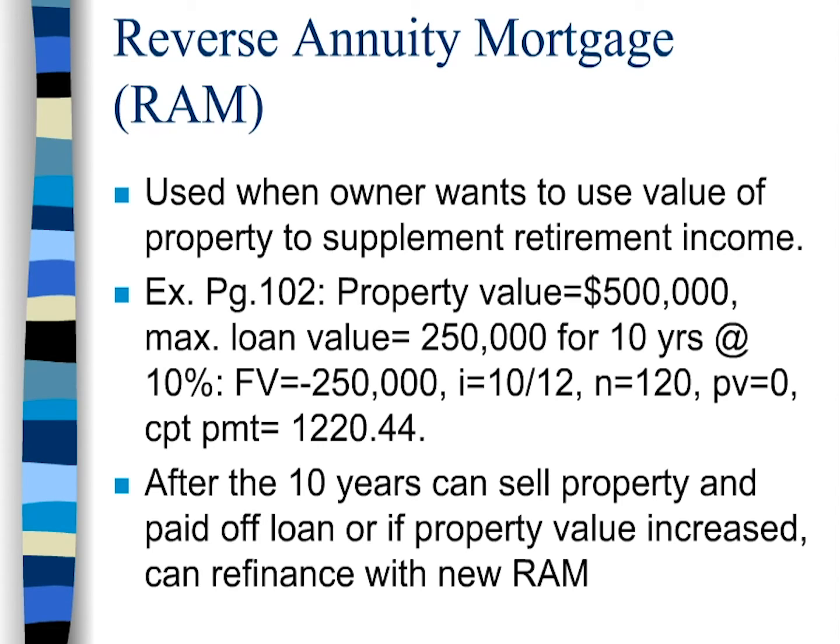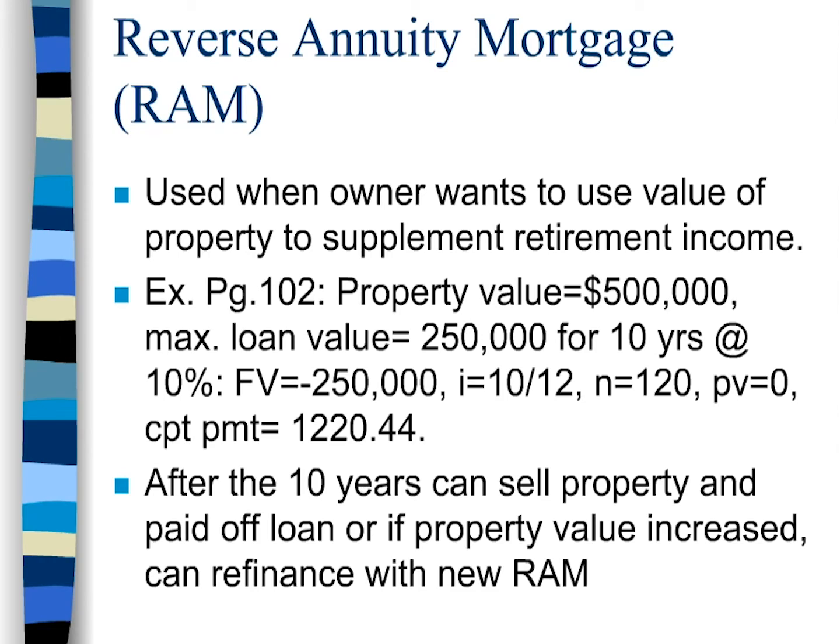$250,000. The agreed upon rate would be 10%, but you're getting monthly payments from the bank, so you do 10 divided by 12, n equals 120. The present value, you're not starting out with anything, you're only going to get the payments, is zero, and you compute your payments. So doing this, you could get $1,220.44 every month for 10 years.